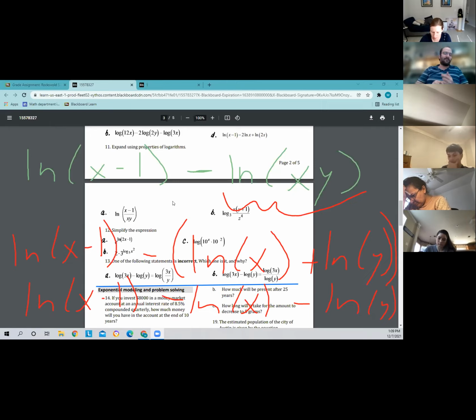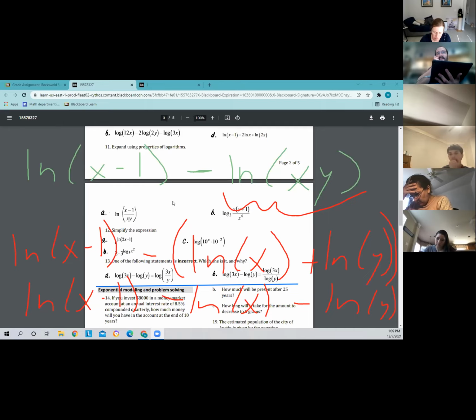So there's some distribution. That x and that y were both on the bottom. They should both end up having a negative in front of them. Pretty much if you have something in the denominator, it should end up with a negative in front of the log. So ln of x minus 1 minus ln of x minus ln of y.